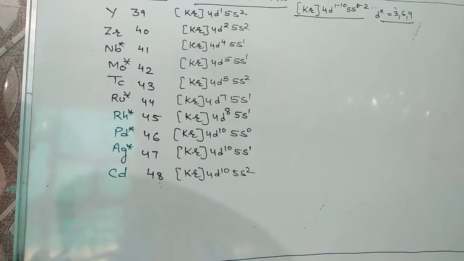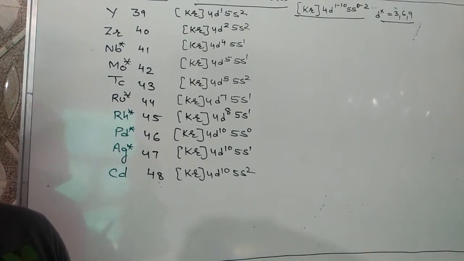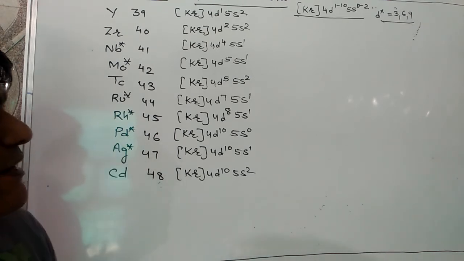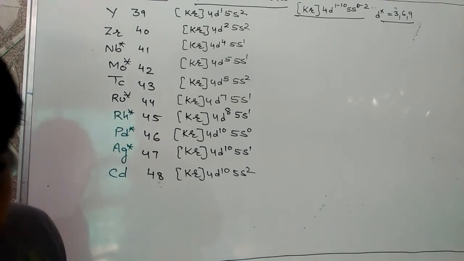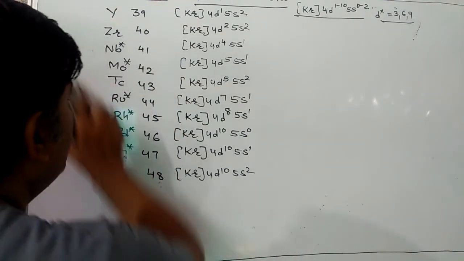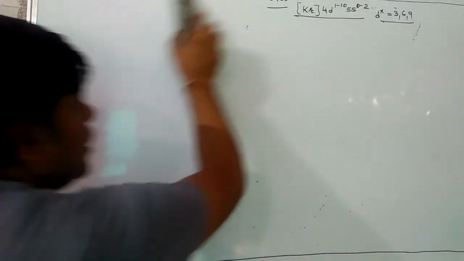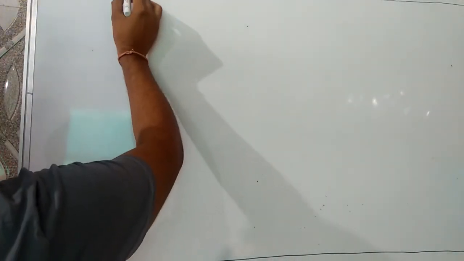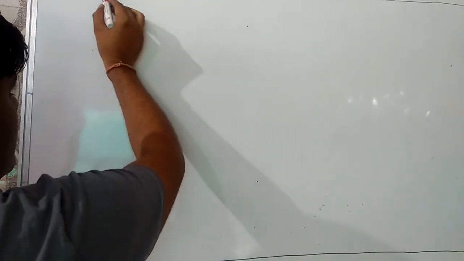Now a question may arise: there are so many exceptional electronic configurations in the second transition element series. Why? The reason is simple. It is due to electron-electron interaction or electron-electron repulsion. Now we have to discuss the third transition element series or 5d series.